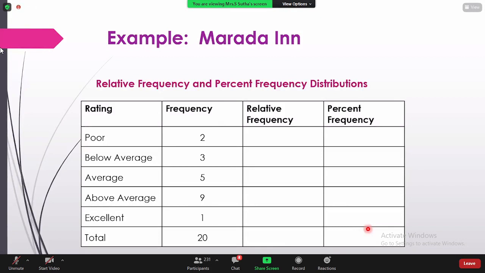And each and every one of you, keep the calculator with you when you are coming to the class, right?